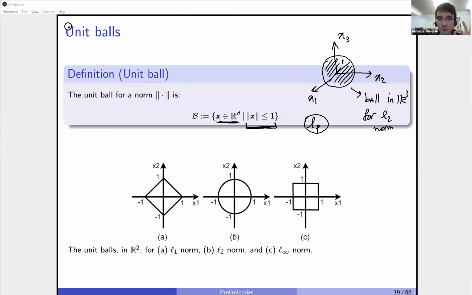For different LP norms, for different Ps, we have different shapes of ball. And that's an interesting thing. For example, these are all in R2, but this was in R3. In R2, if it is L1 norm, the shape will be like this. If it is L2 norm, the shape will be round like this. If it is L infinity norm or Chebyshev norm, the ball will be like this. And I think it's obvious why this is happening.